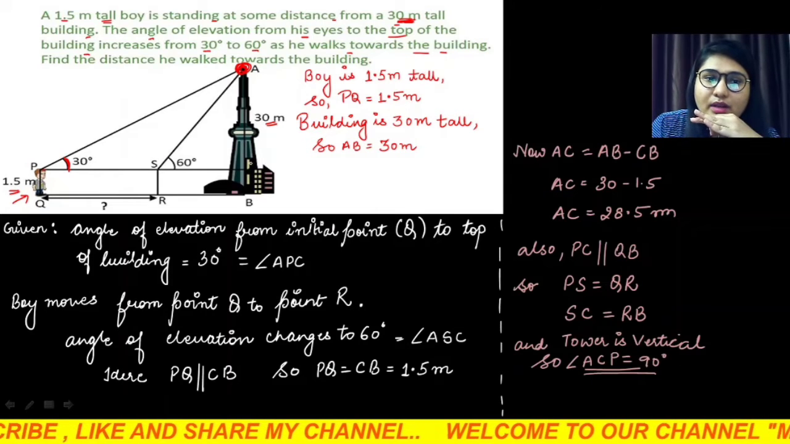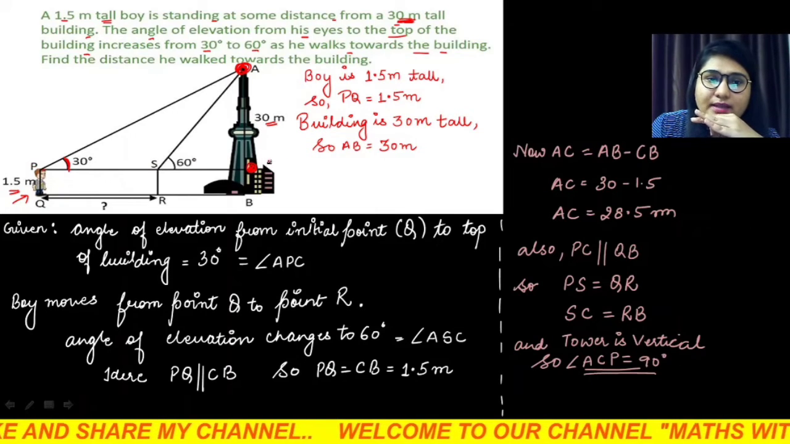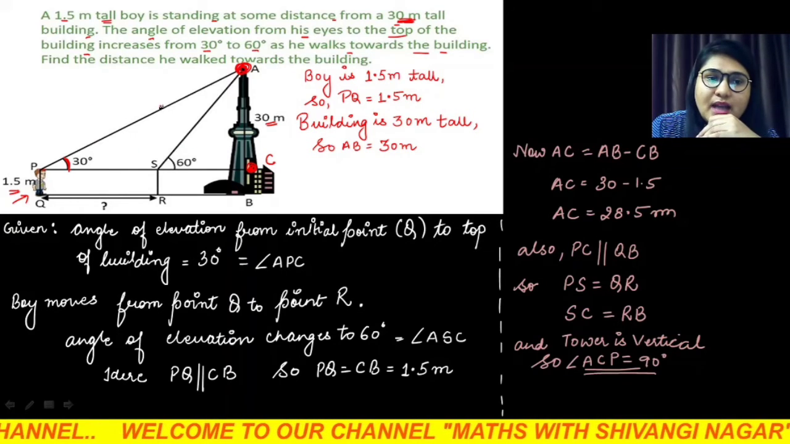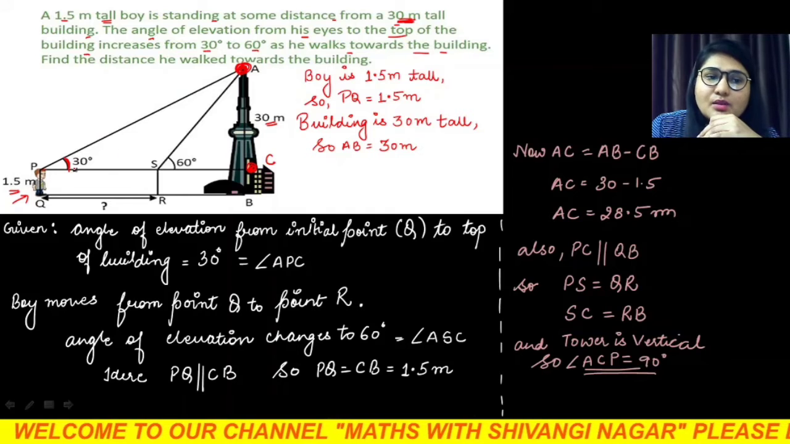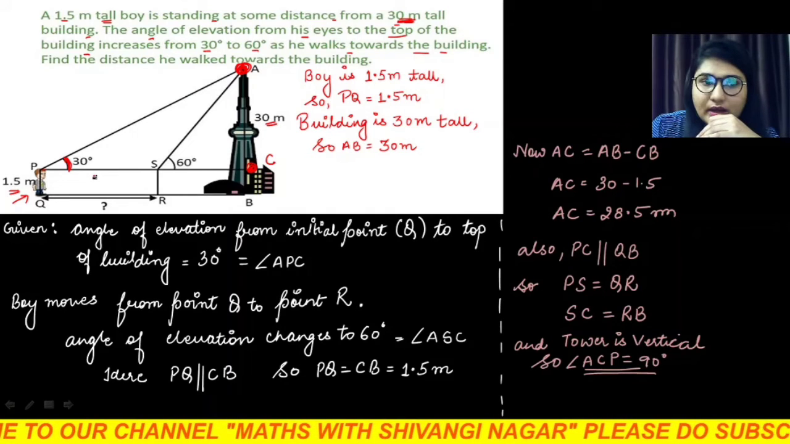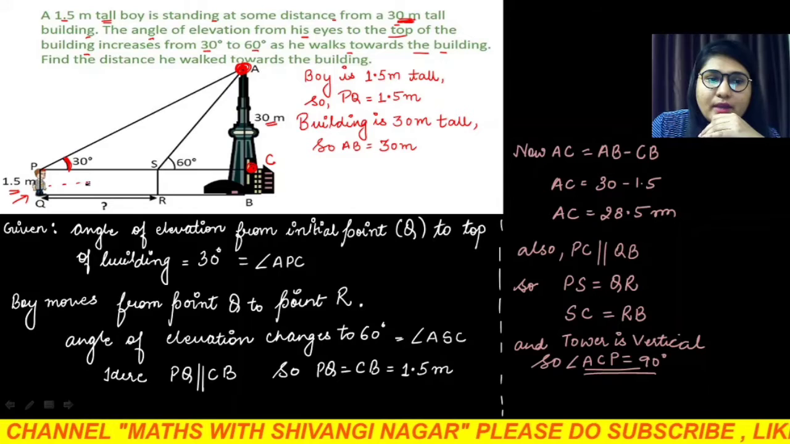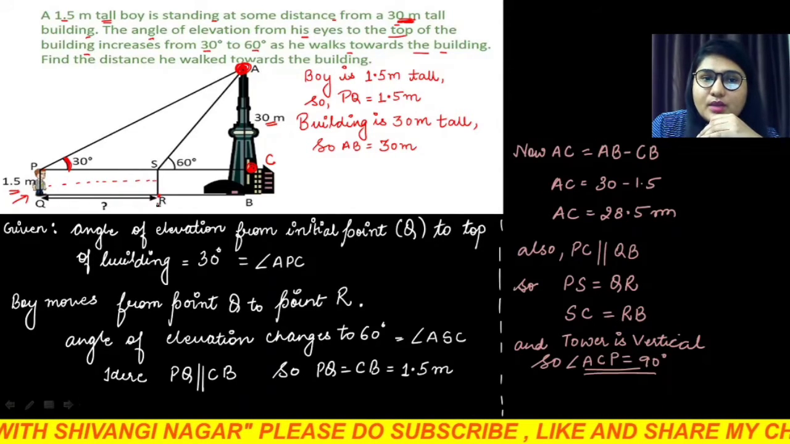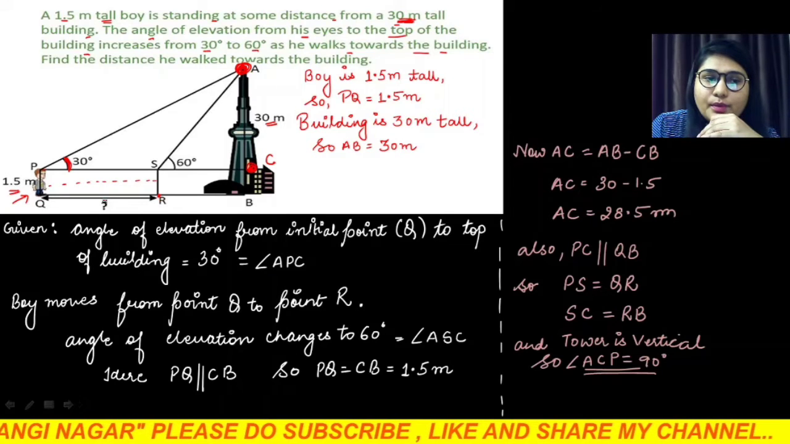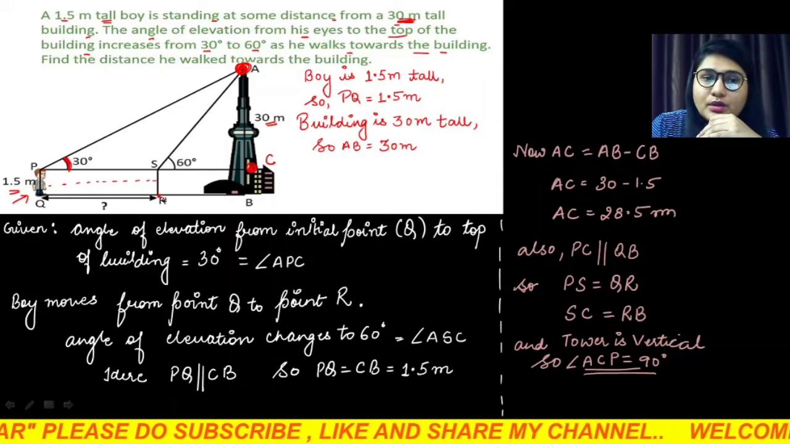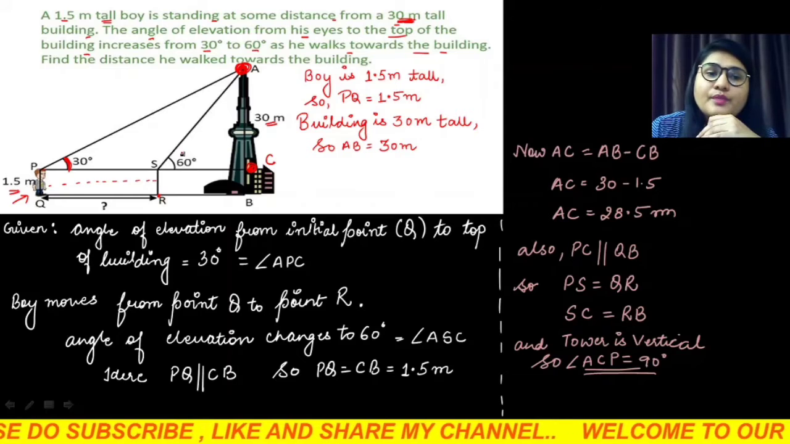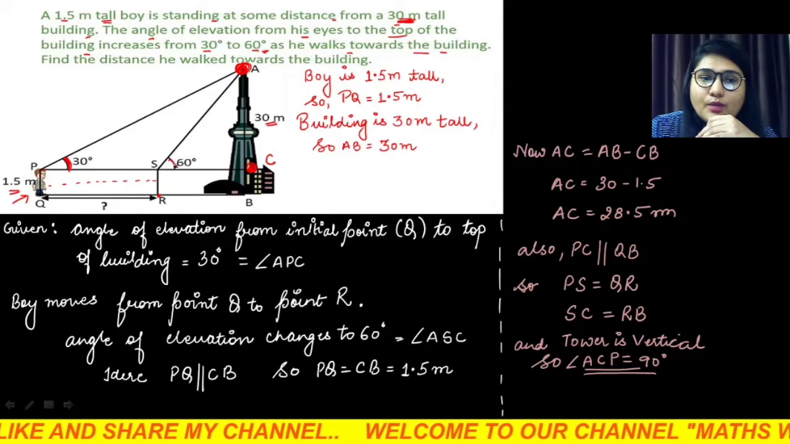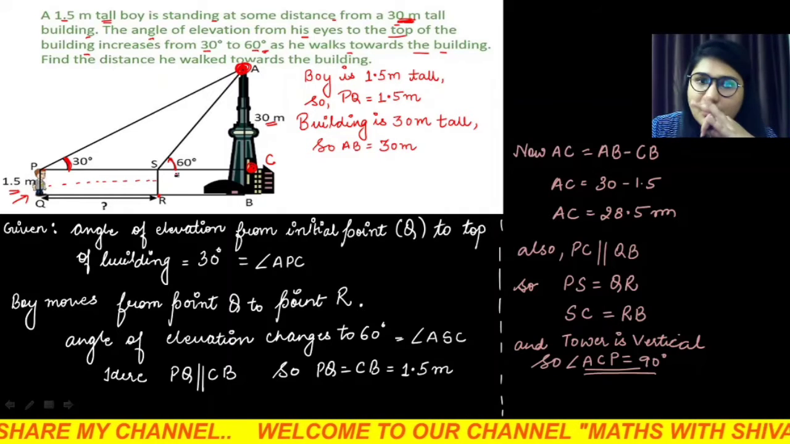So this is a horizontal line. If we mark this point as C, then PC is the horizontal line and he is looking at the top of this tower. The angle of elevation is 30 degree, and from here he moves a certain distance, let's say till point R. So he moved from point Q to point R, and by that his angle of elevation increases to 60 degree. It is given in the question.